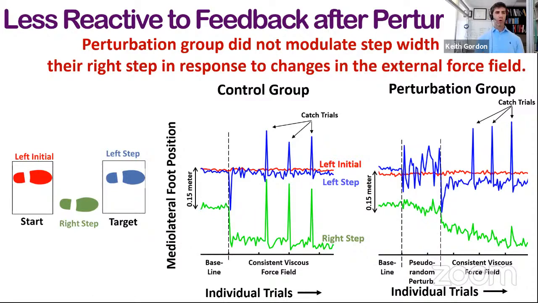So why didn't the perturbation group make immediate feedback-driven modulations in foot placement? One possibility is that external uncertainty may have led individuals to rely more strongly on their internal model that was formed based on extensive experience and discount the role of feedback, which was coming from an uncertain environment. This idea is supported by the gradual adaptation of lateral foot placement we see in the viscous field. If we look at the perturbation group in green, that first step in the consistent viscous force field, their steps gradually get wider step by step, suggesting over time they make these changes.